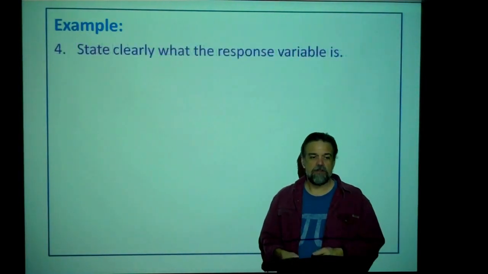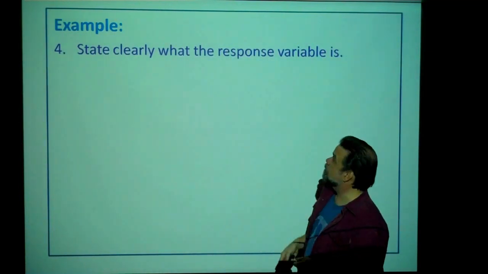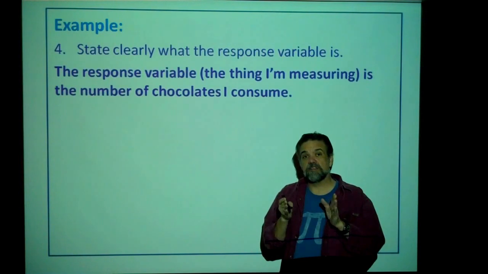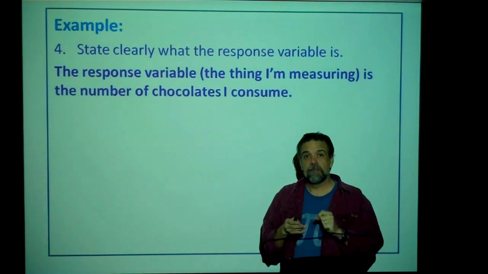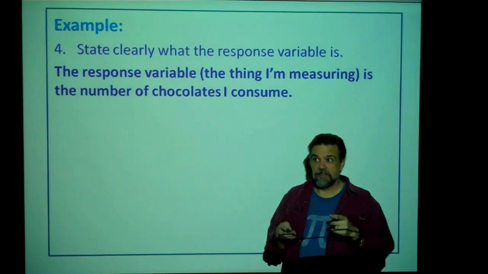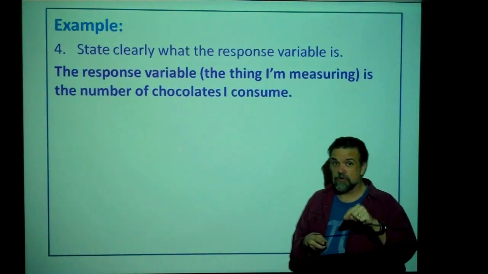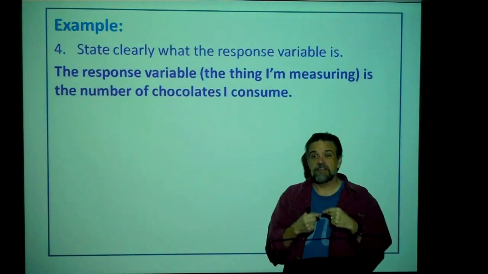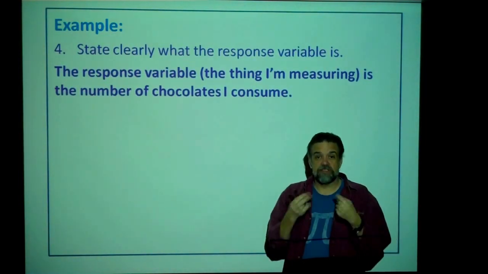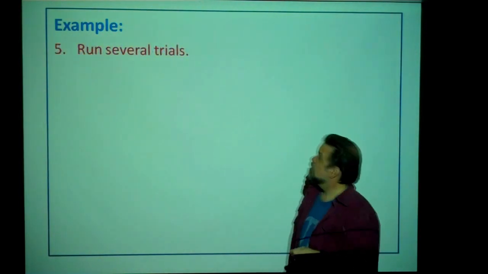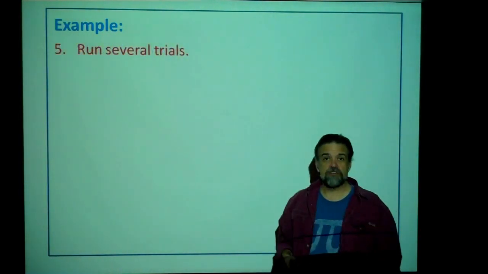When I stop the trial, what am I going to do? I'm going to look at my response variable. What's my response variable? It's the number of chocolates that I consumed upon getting to that raspberry one. That was the original question that was being asked: how many chocolates will it take for me to get to one of those raspberry ones? Then, you run a whole bunch of trials.